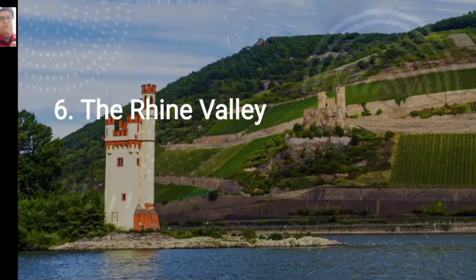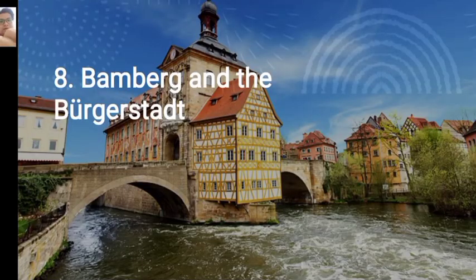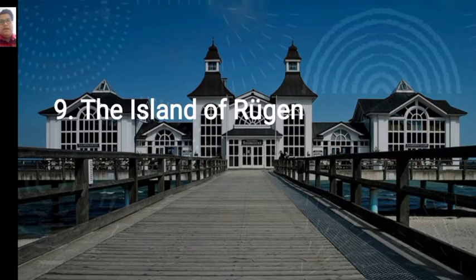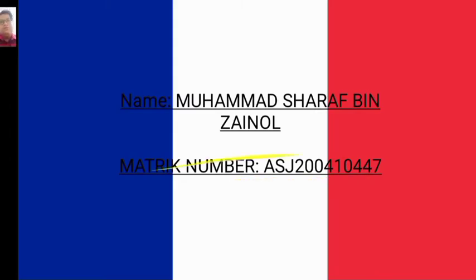Number 6, the Rhine Valley. Number 7, Berlin's Museum Island. Number 8, Bamberg and the Bergstadt. Number 9, the Island of Reichenau. And lastly is Königssee, King's Lake. Alright, so that's all from me.